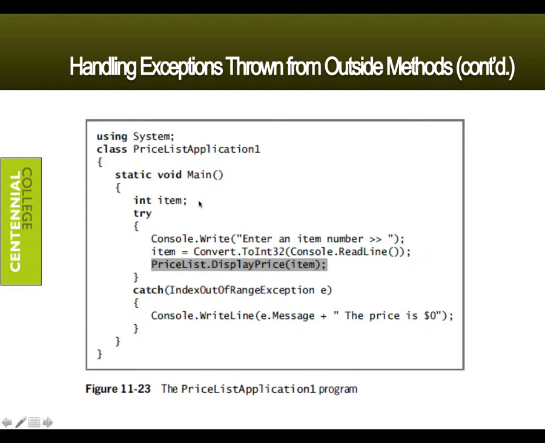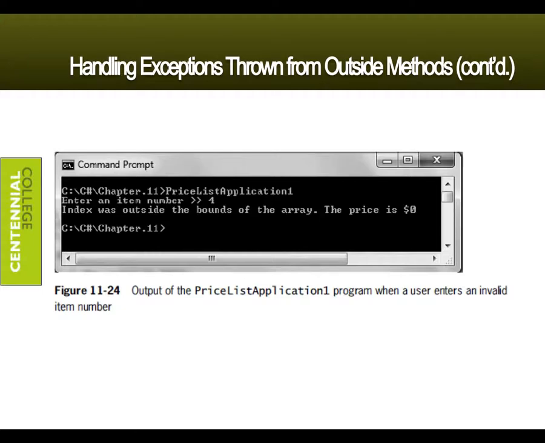See, the try-catch block is happening with these 3 lines, right? But the input that's going in here, can we validate what's going on in this method outside of my try-catch block? That's the question. Let's see what happens. And if we're hoping for this index out of range exception error, right? So what's the output? Well, the output is enter an item, and then if I put in 4, index was outside the bounds of the array. The price is 0, right?